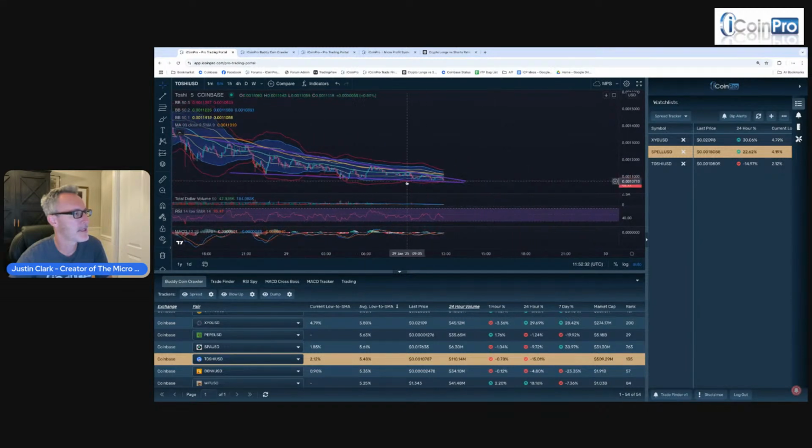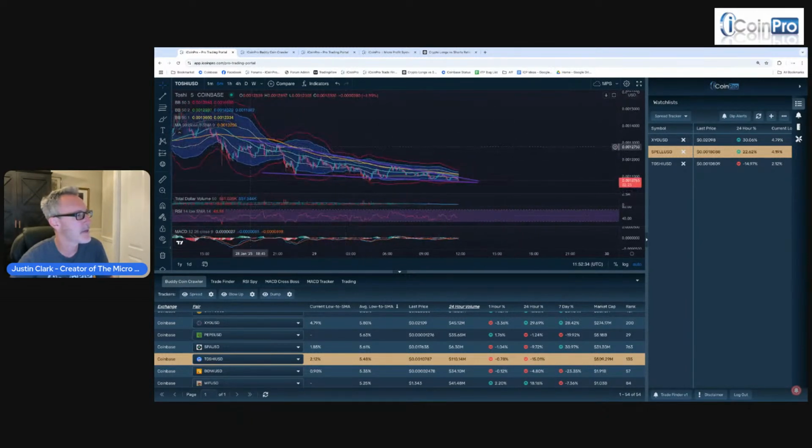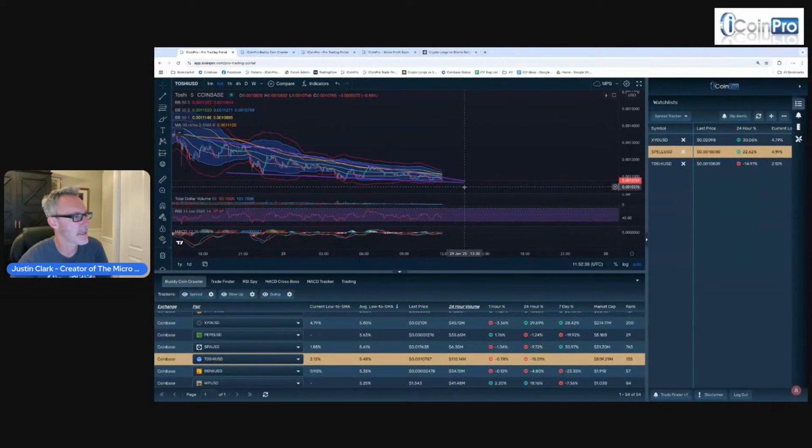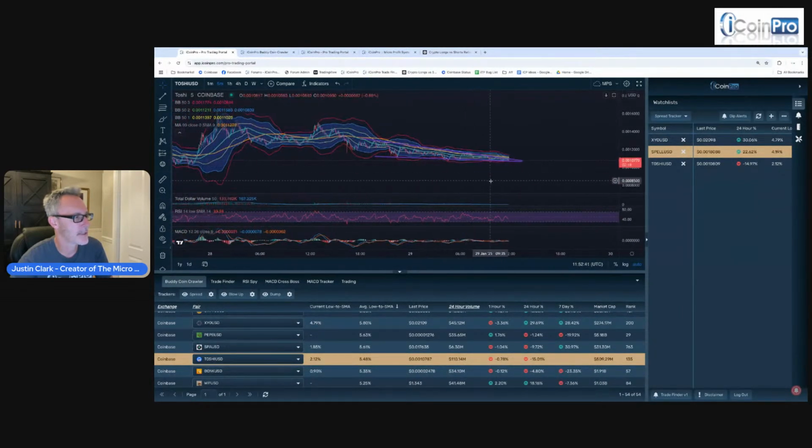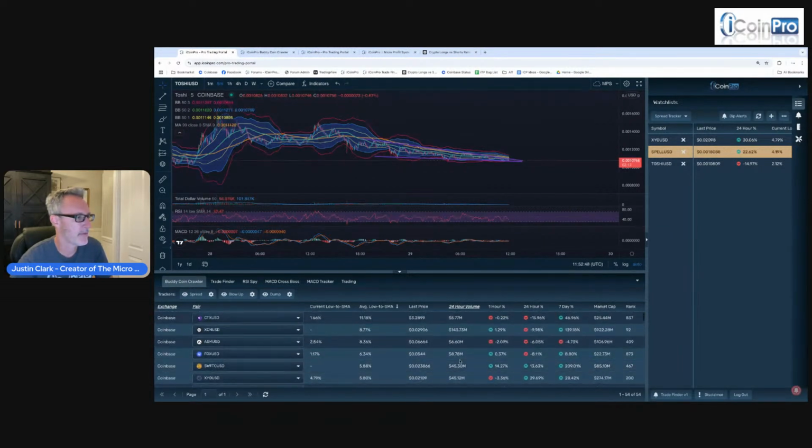I've got some trend lines here. It's trying to beat this trend line. It can't seem to do it. Now we've got this trend line. If we lose this, we could get a potential dump here. So we'll just have to see. But definitely Toshi's on my list too, because that volume has stayed pretty well up there.